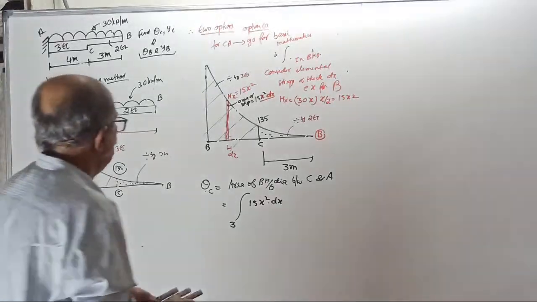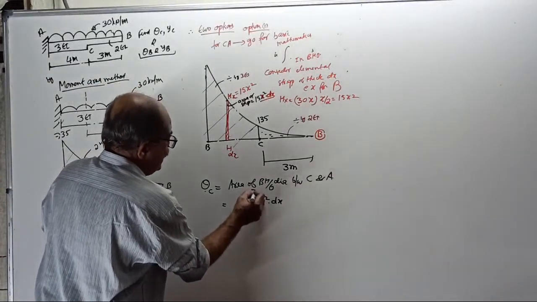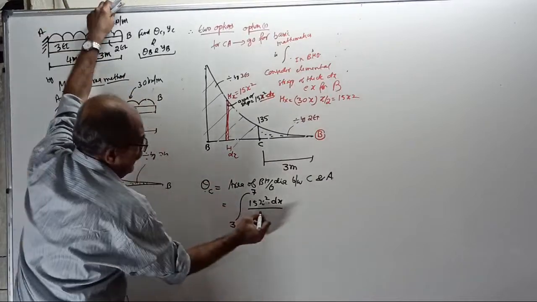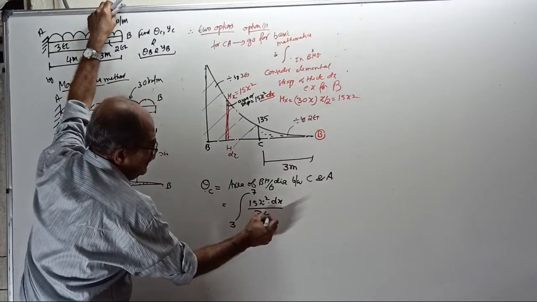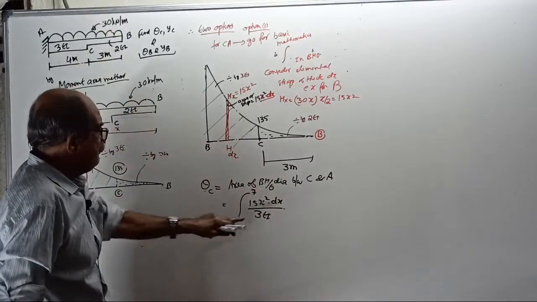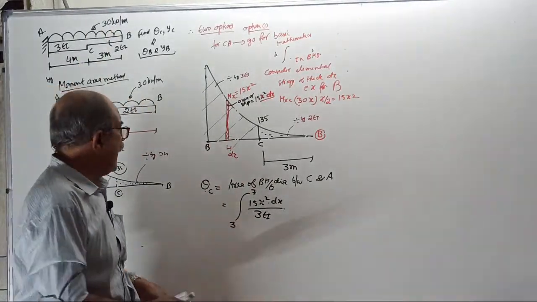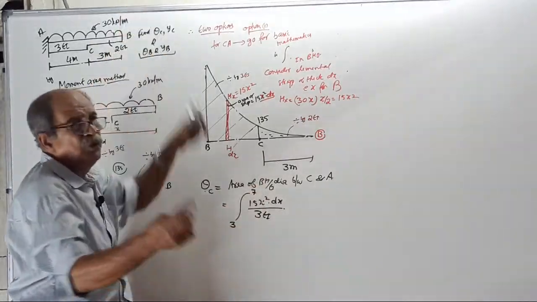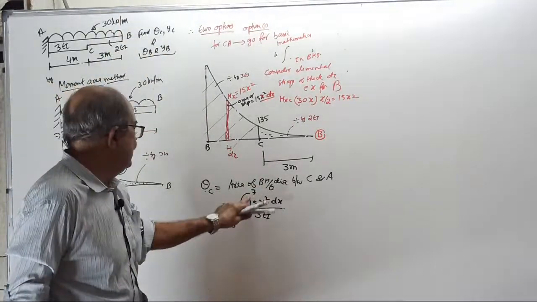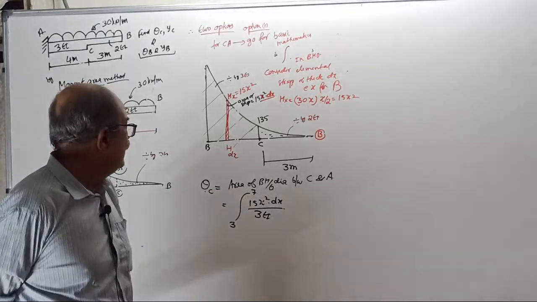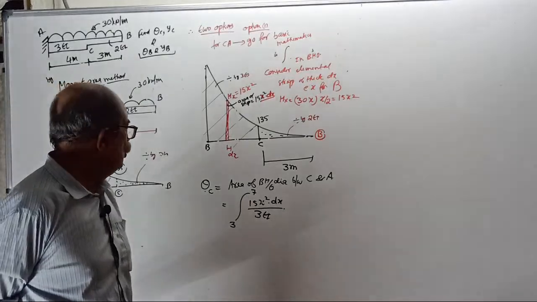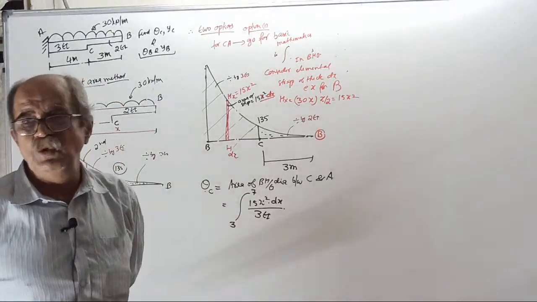3 to 7. Okay, 3 to 7. Be careful. Divided by what? This area divided by 3EI. Tell the answer: 15 by 3 into bracket 7 cube by 3 minus 3 cube by 3. 15 by 3 into bracket, upper limit, x square becomes what? x cube by 3. 7 cube by 3 minus 3 cube by 3.